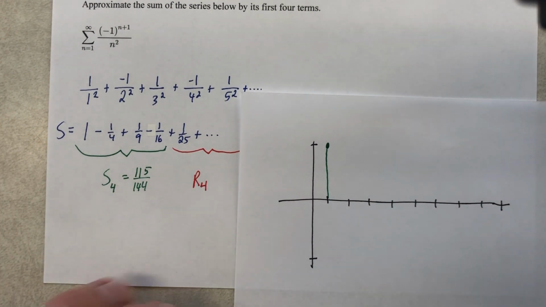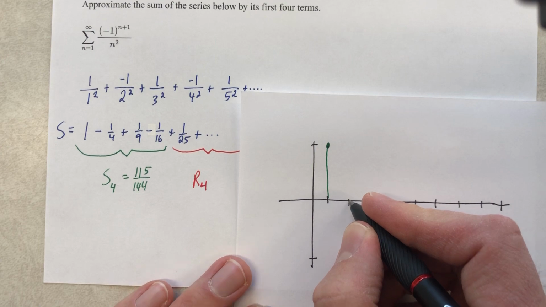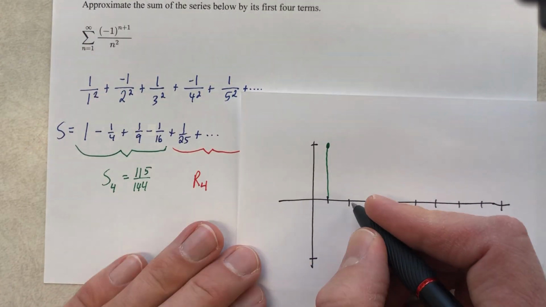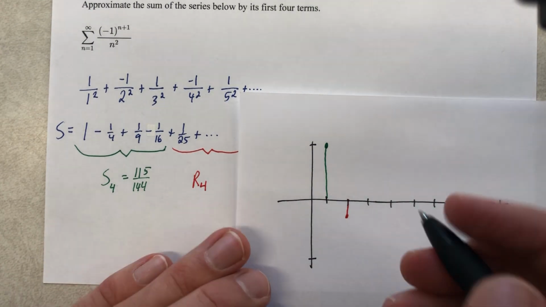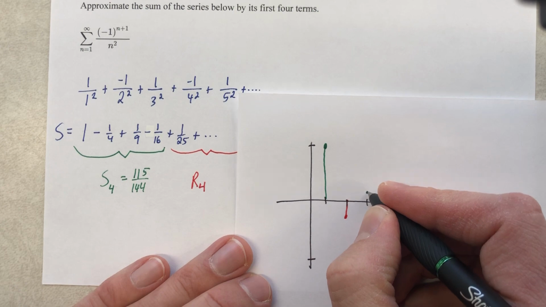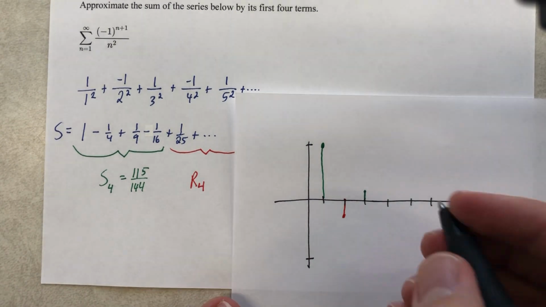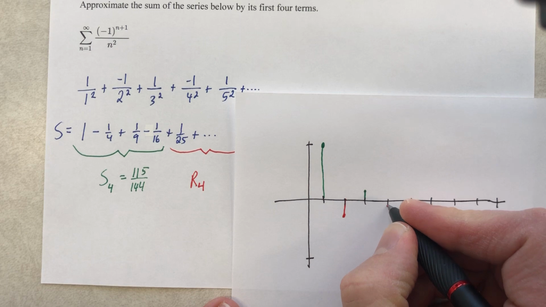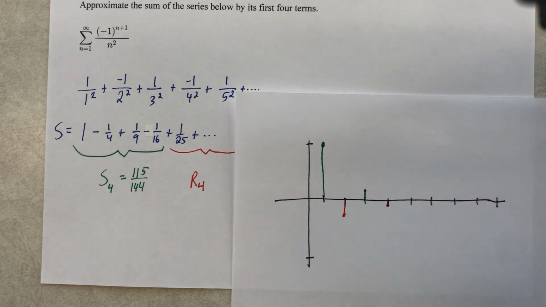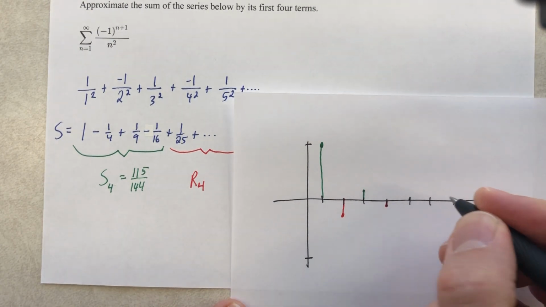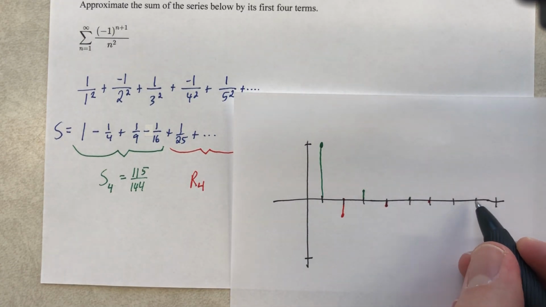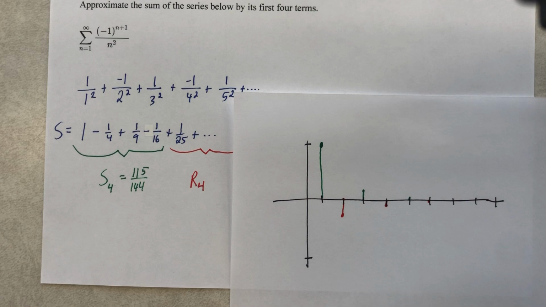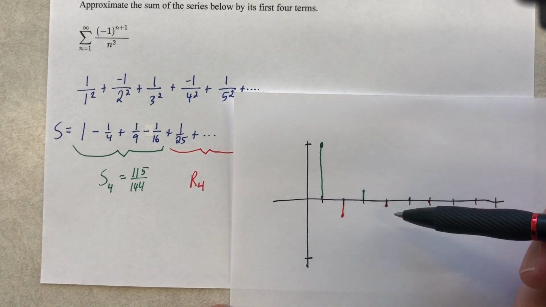My next term was negative 1/4. So my second term is 1/4 of this, but it's negative, so it's about right here. And then the one after that is positive, and it's 1/9. So it's even smaller. And then the one after that is 1/16, and it's even smaller. And then the one after that is 1/25, so it's even smaller. And the one after that is even smaller, and so on. But it was positive, negative, positive, negative, positive, negative.